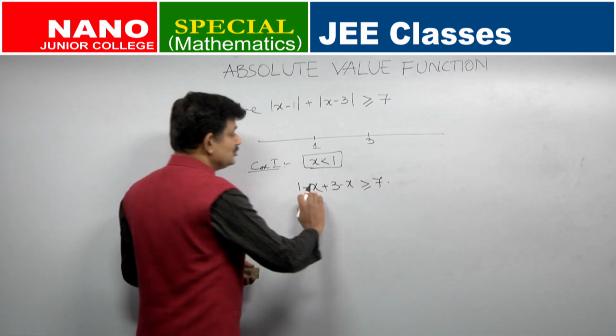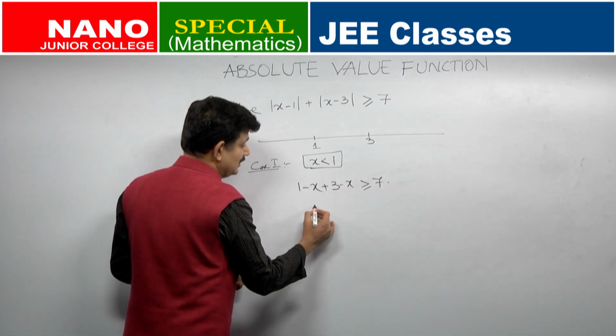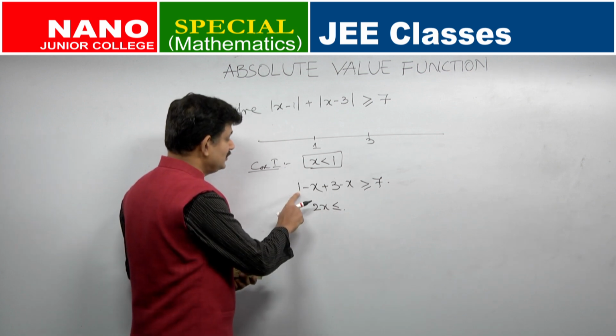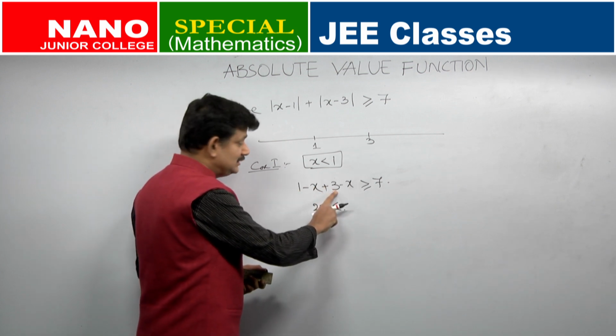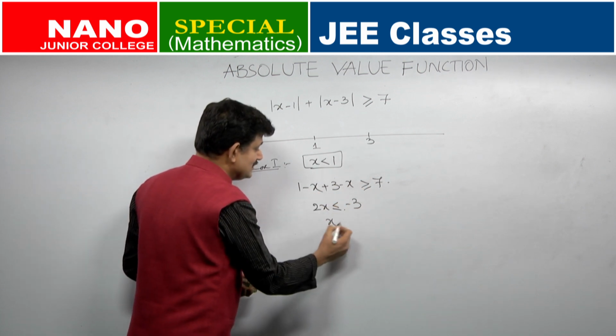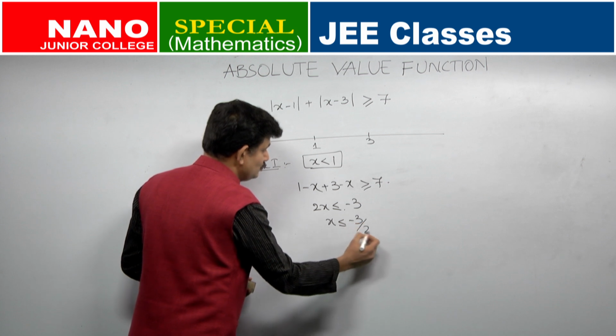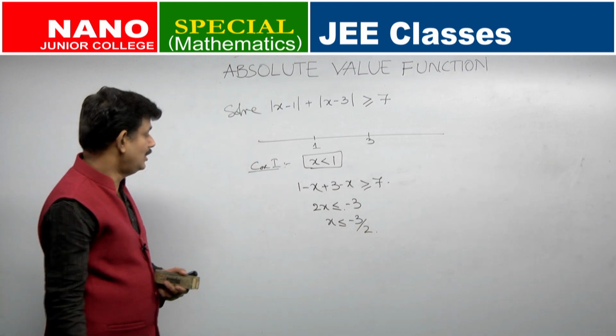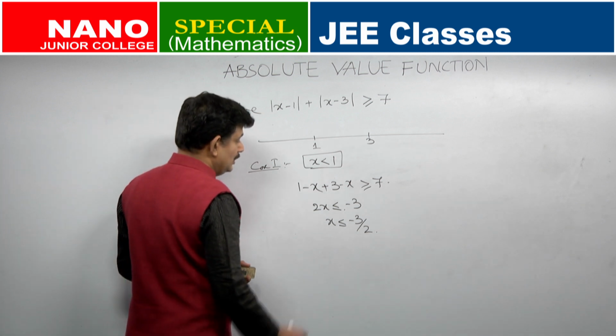So, effectively what I have is 2x, I will push it to the other side. 2x is less than or equal to what I am left with here, 1, 3, 4, minus 7, minus 3. So, x is less than or equal to minus 3 by 2.